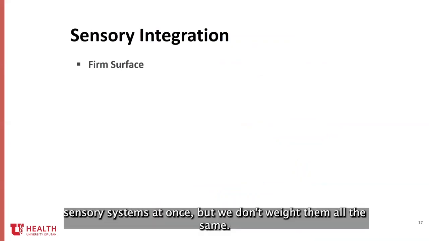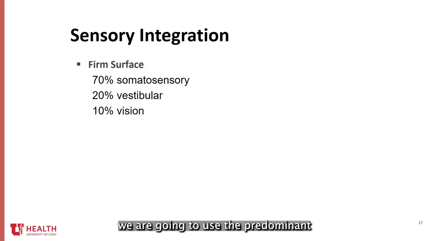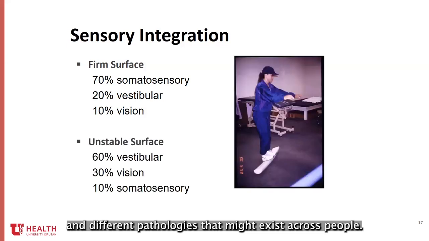We use all of these sensory systems at once, but we don't weight them all the same. So if we are standing on a really hard surface in a very well-lit room, we are going to use the predominant sensory system of our somatosensory information. We'll weight these differently, depending on different conditions and different pathologies that might exist across people.